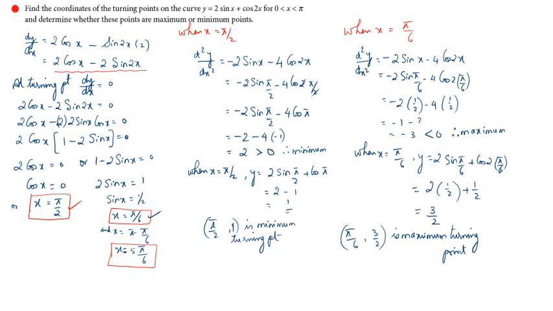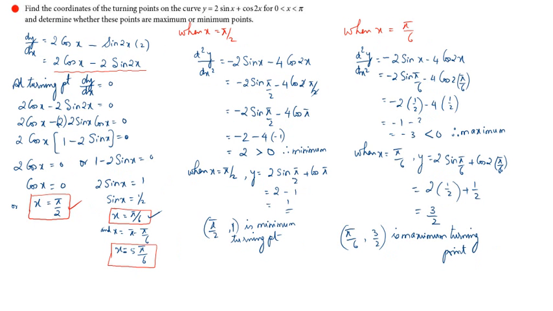This sum is not over. We found only for two values, x is equal to pi by 2 and x is equal to pi by 6. Now we have to find for x is equal to 5 pi by 6. I think there is no space.